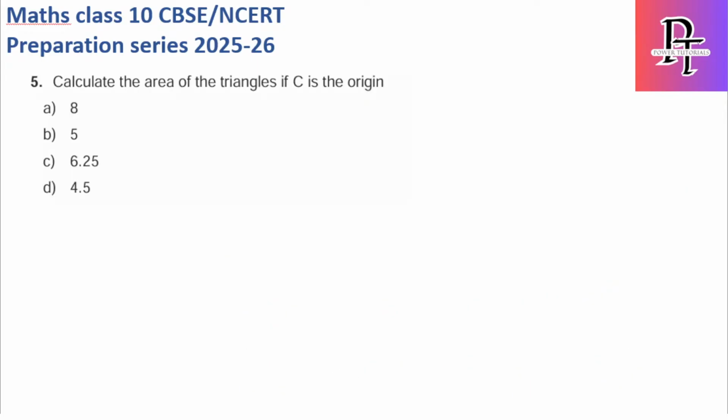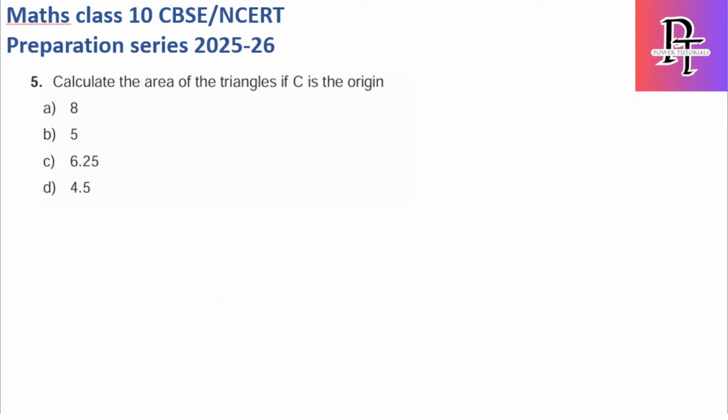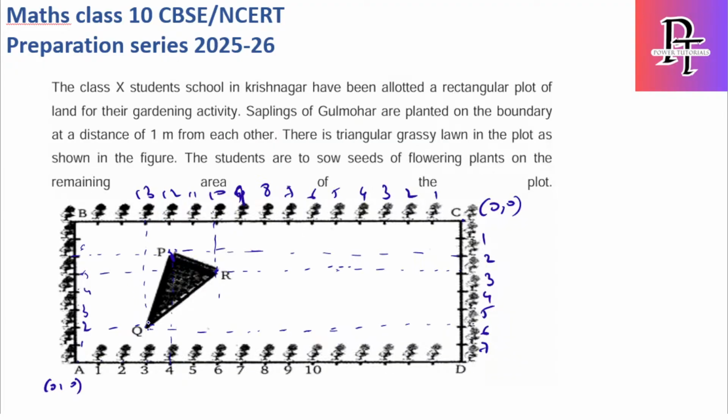The last question for today: calculate the area of the triangle if C is origin. So let's mark the points. If C is origin, what is the P value? P will be from here, so it is (12, 2). P value is (12, 2). What about Q? Q value is (13, 6).